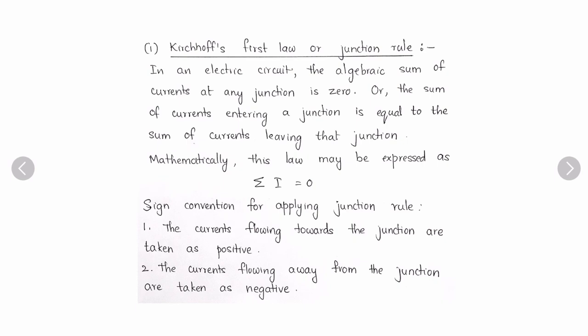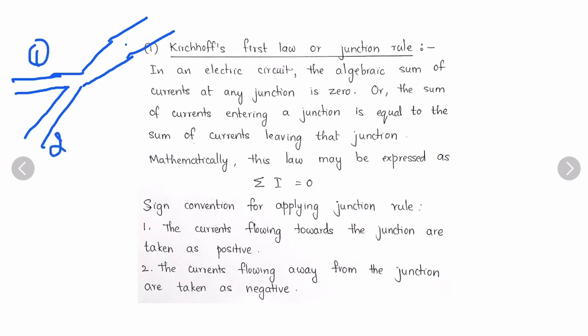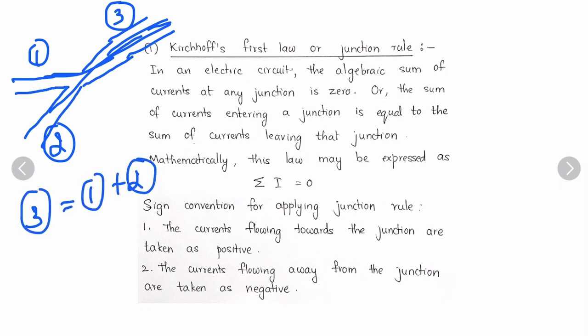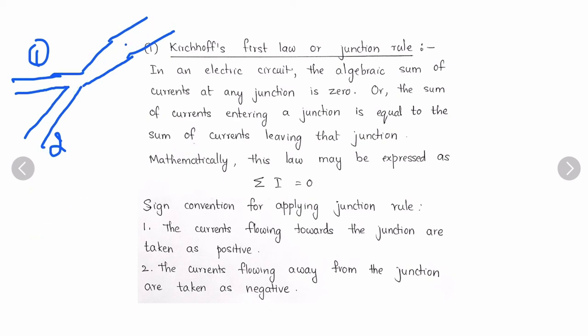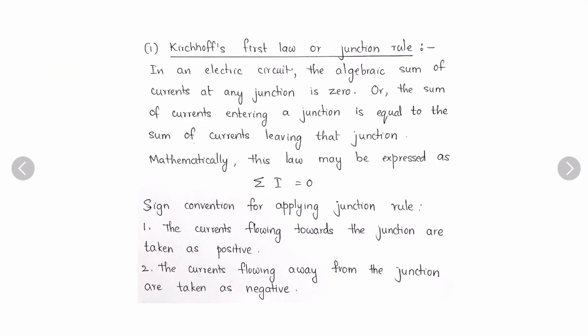Suppose a river comes like this, and another river comes like this. Both rivers meet together and become a single river. This is the first river, this is the second river. Then they meet and the water flows out like a third river. Then the water in the third river is equal to the sum of the first two rivers. The same example we can apply to current. So the sum of the currents entering a junction is equal to the sum of the currents leaving that junction. Mathematically we can write that as sigma I is equal to 0.